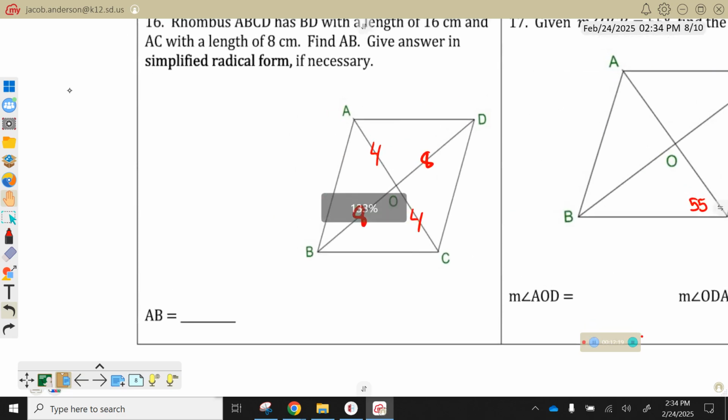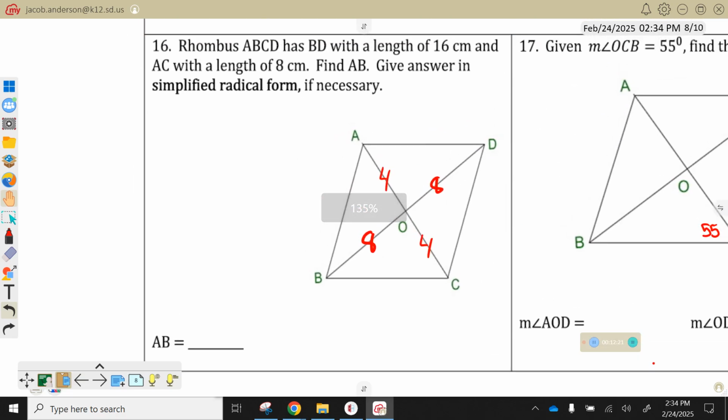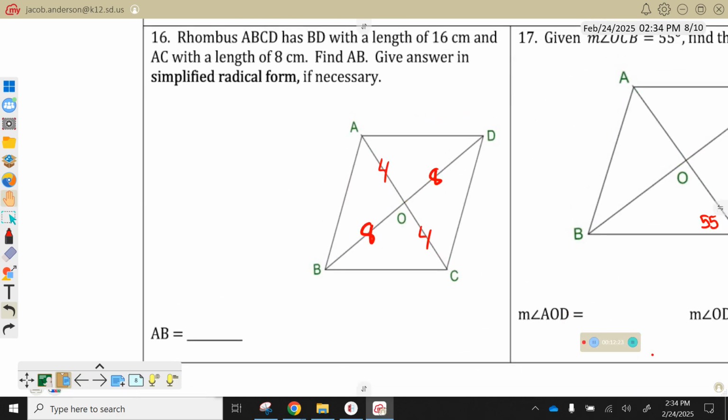Number 16, a rhombus has a length of 16 centimeters for BD. I've separated that into 8 and 8 here, 8 and 8 instead of writing a 16. And then it says AC is 8. Well, I separated that into 4 and 4 on this. So that length AC is a total of 8. Next, it says we are trying to figure out AB. Sorry, I couldn't see it. We're trying to find that length, the side length of that rhombus.